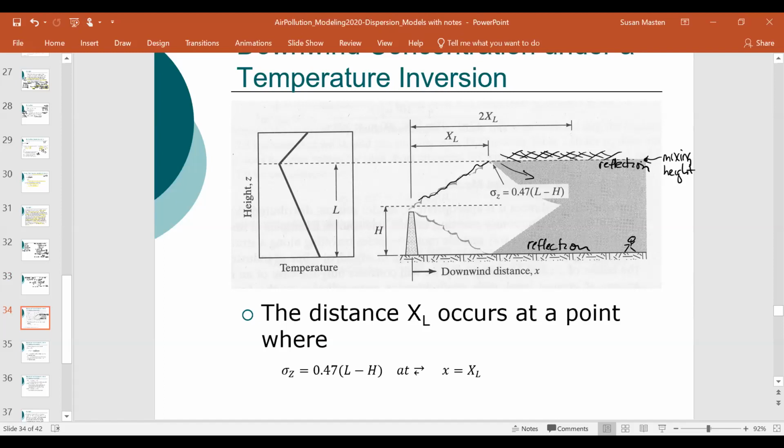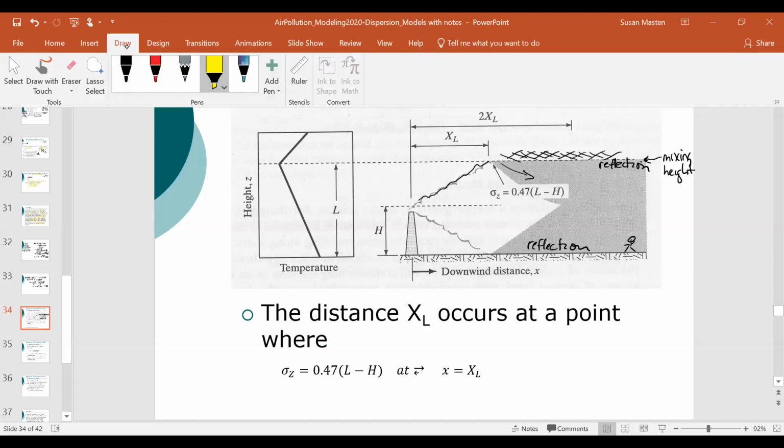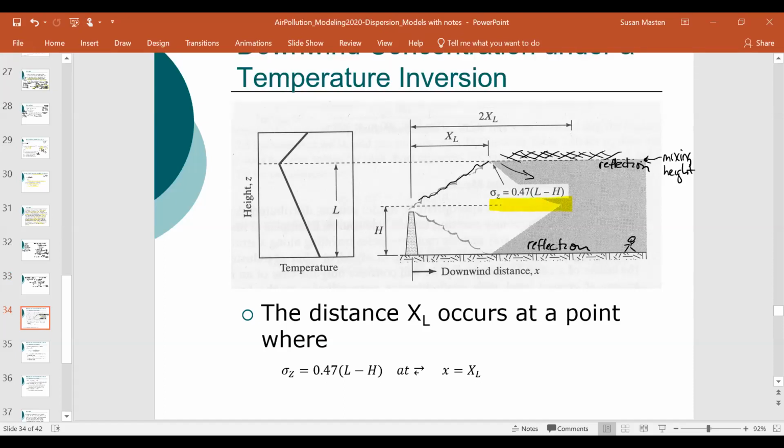The term that we'll add here that is important is this term right here. This is our dispersion coefficient in the z direction, based on the mixing height. We have a distance to where the plume intersects that boundary layer. We will also use two times that distance. And we have a new equation now for the dispersion coefficient. Now, I'm going to change colors here.